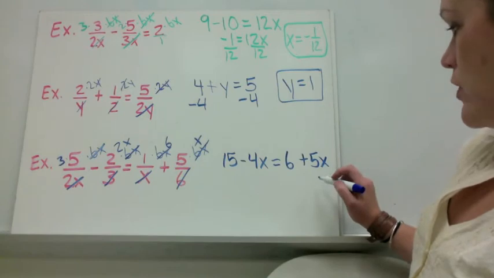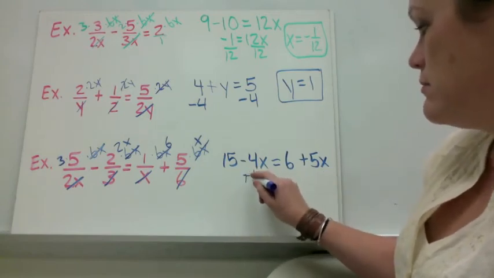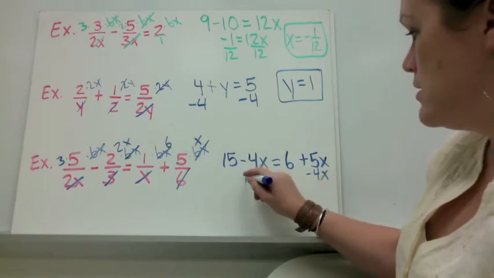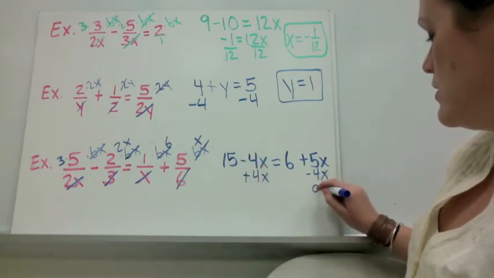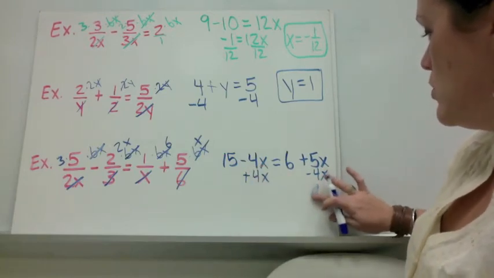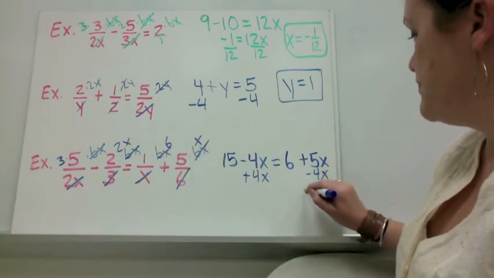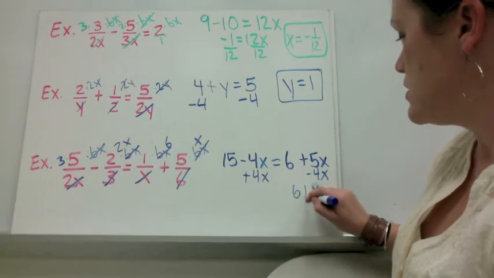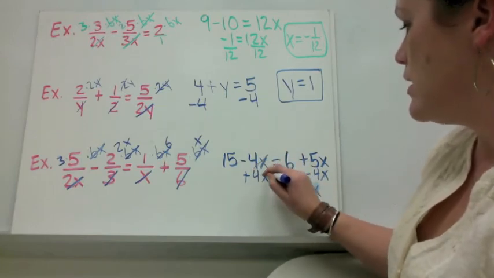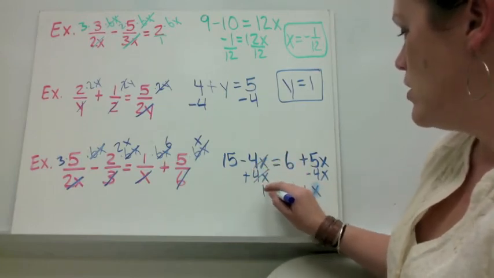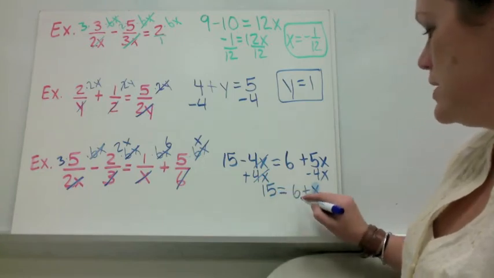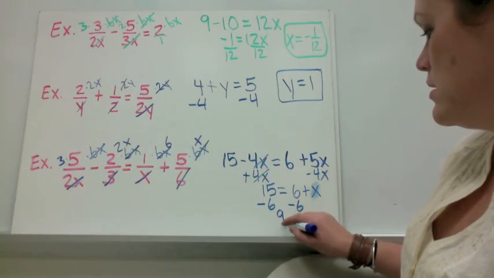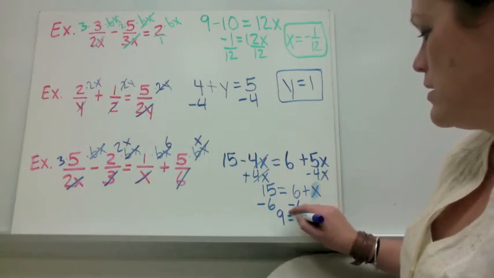So we want to put variables on the same side, move the little one. So -4x is smaller than 5x, so I'm going to move that one over. So I get positive 1x. So we get x, bring down the 6. The 4x and the -4x canceled out. And we have 15 equals 6 plus x. So if I subtract 6, I get x equals 9.